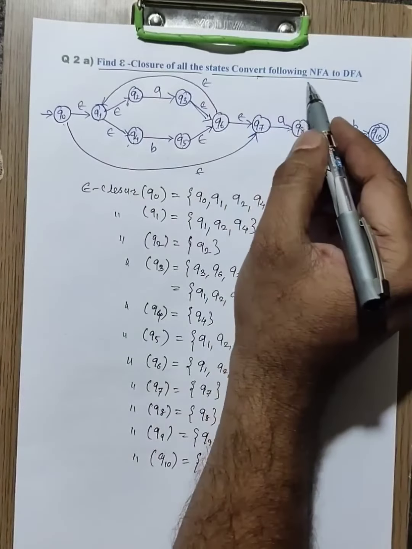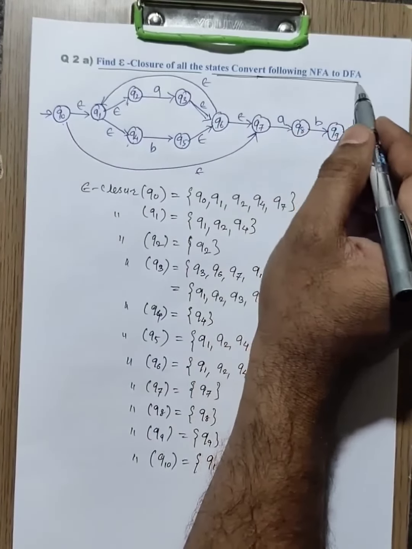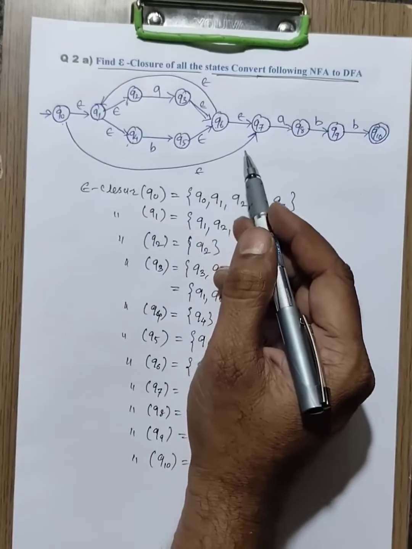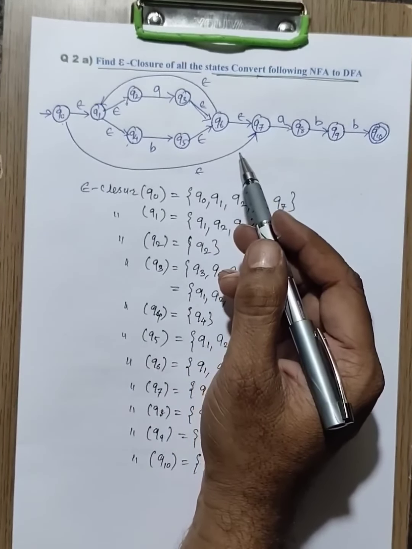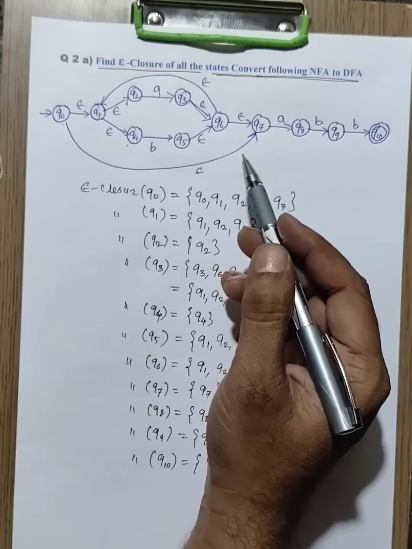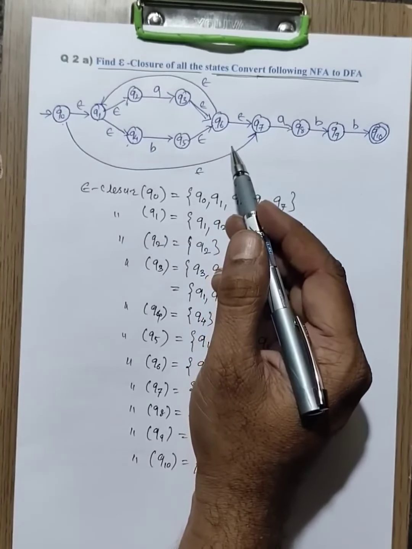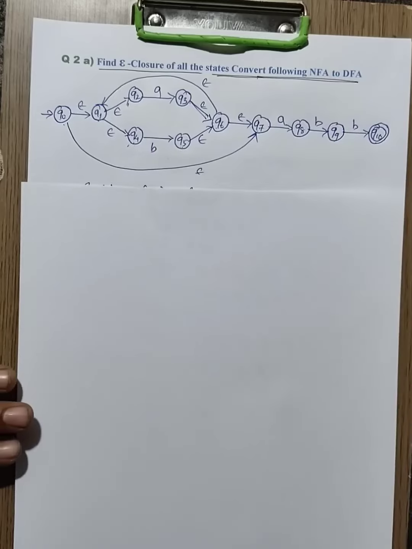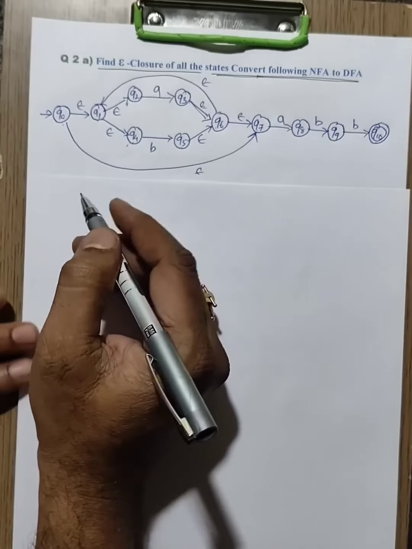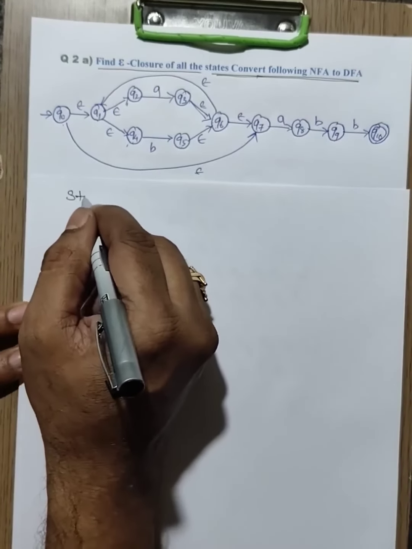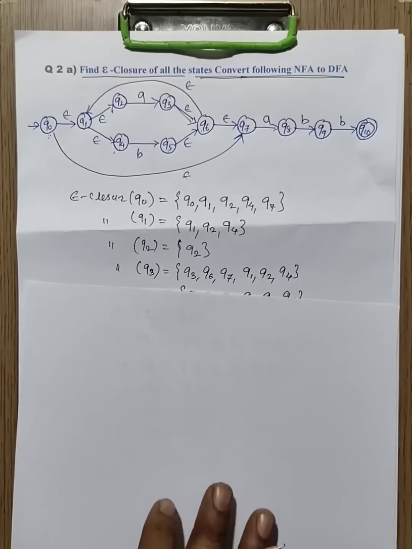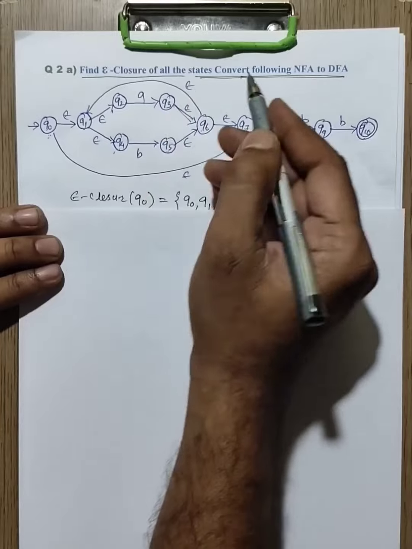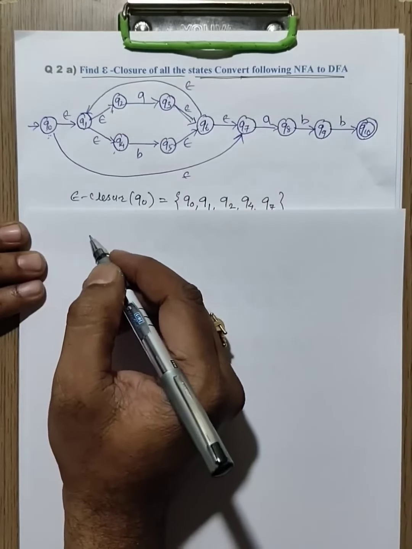Next, convert the following NFA to DFA. This example is similar to NFA to DFA conversion, but within this we have to find the epsilon closure every time. Again we can convert this epsilon NFA into DFA, starting from the starting state.